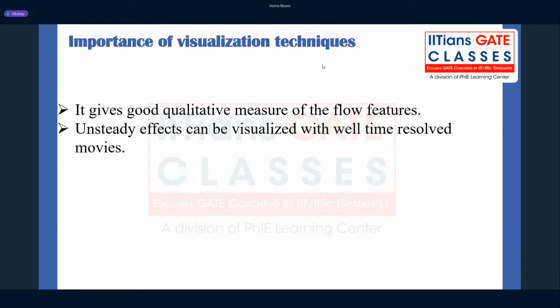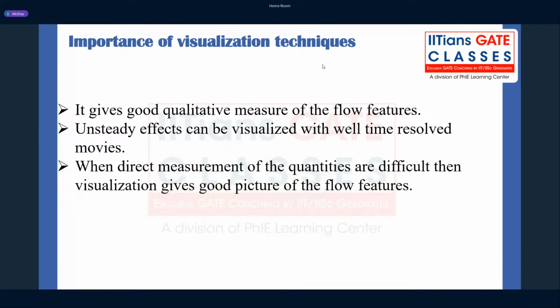And the next one is that unsteady effects can be visualized with well time resolved movies. This statement might be too technical, but in broader terms, you can actually get the effect of unsteadiness if you have a lengthy movie, so then you can visualize it frame by frame and see how the flow is evolving. So that's a very rough way to say what this statement means.